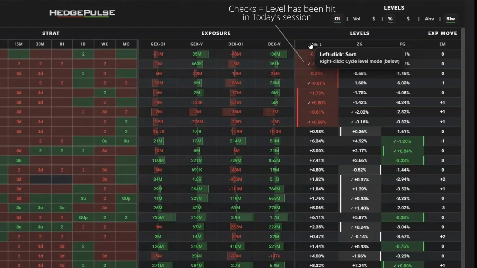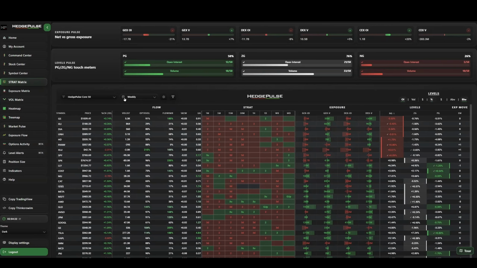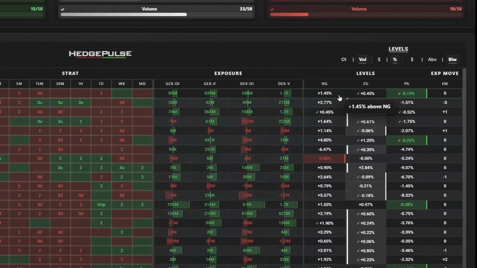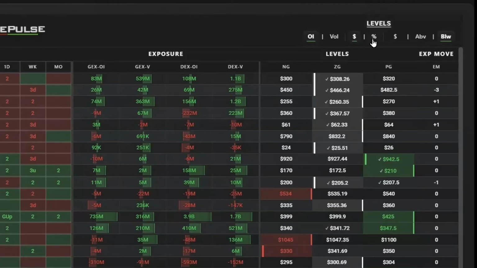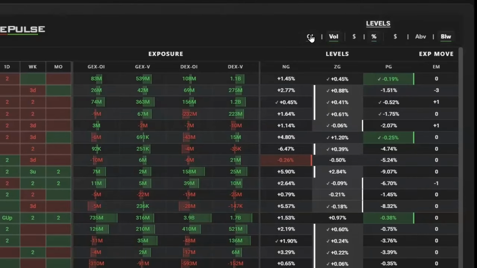You can sort in a few different ways. So we have these buttons at the top. Right now, these are the open interest levels for the weekly time frame. If you select volume, it changes the levels that you're seeing. So I'll sort alphabetically just to show you. If you want to see how far you are from it, you can click %, and this will show you how far we are away from each level.